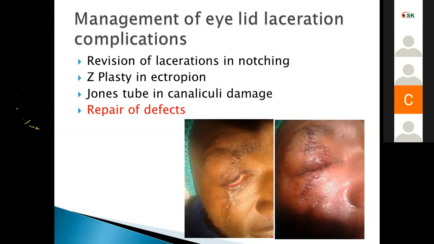Most importantly, you can see I've repeated the defect repair again, because we are going to tackle that as we go forward. So that is briefly a brief discussion of lid laceration. It was inspired by that case that we got with a very bad exposure and defect following a surgery that was done.